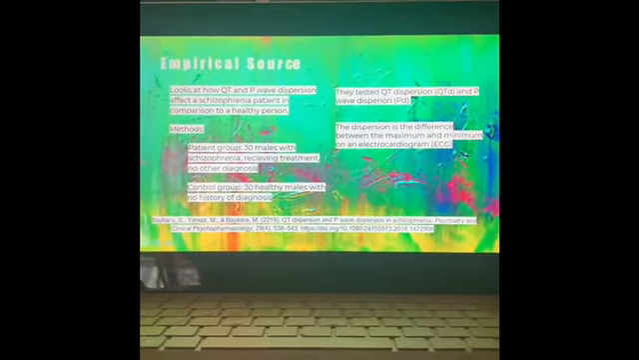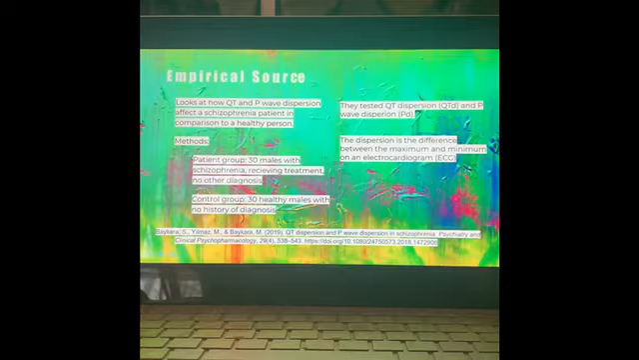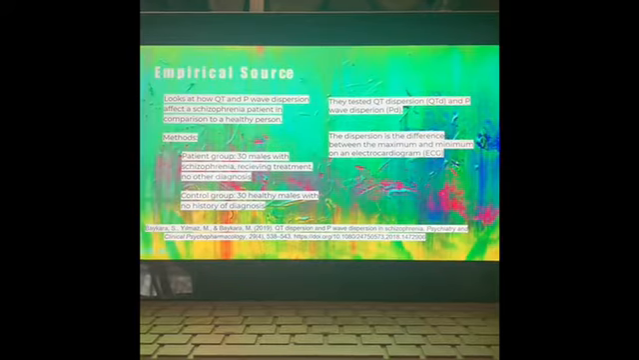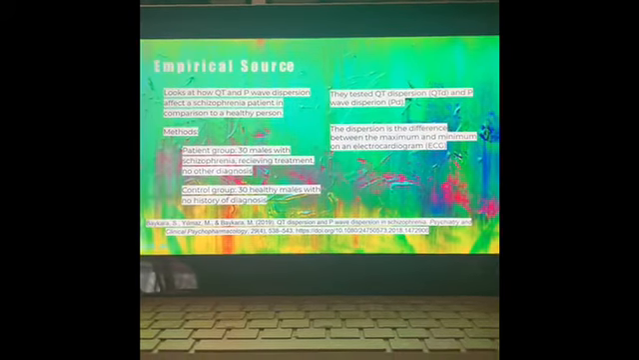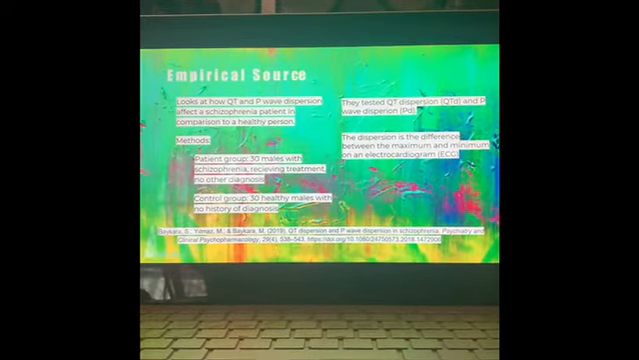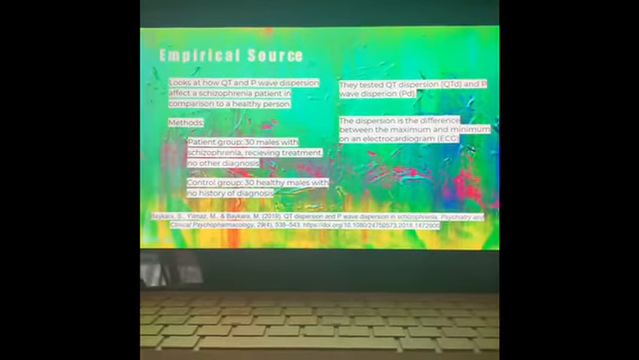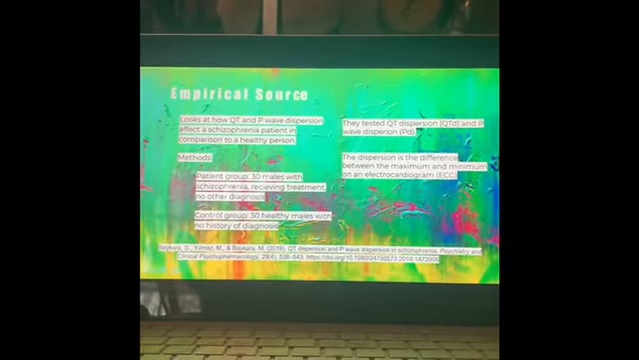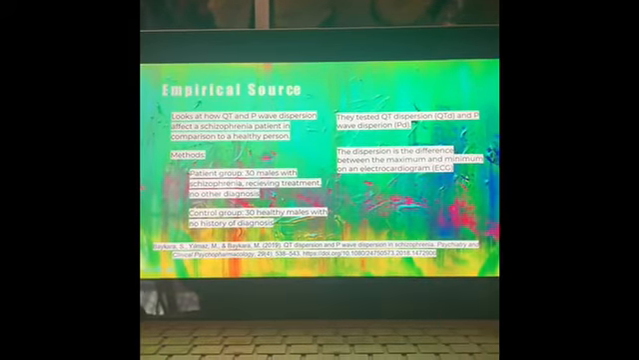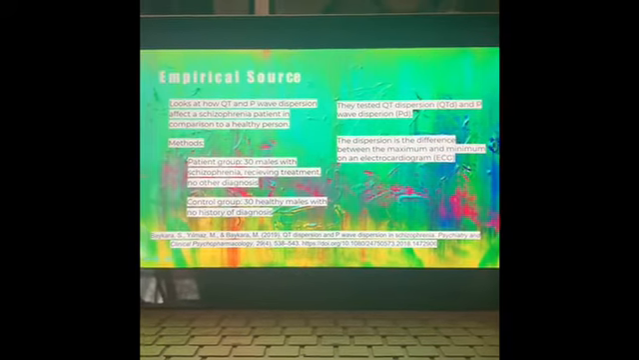The empirical source that I found looks at how QT and P-wave dispersion affect a schizophrenia patient in comparison to a healthy person. This is very important because a lot of schizophrenia patients tend to get cardiovascular disease, so it's a very important thing to study right now. They tested this by having 30 males with schizophrenia receiving treatment, which was the patient group, and 30 males with no history of diagnoses, which was the control group.